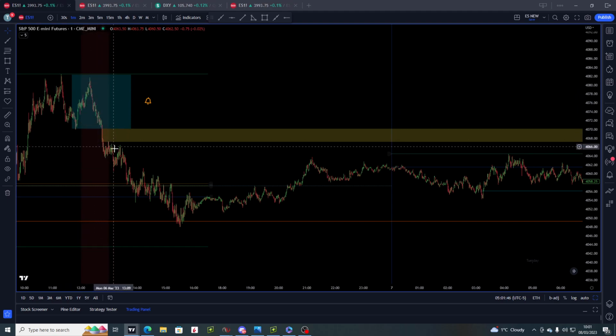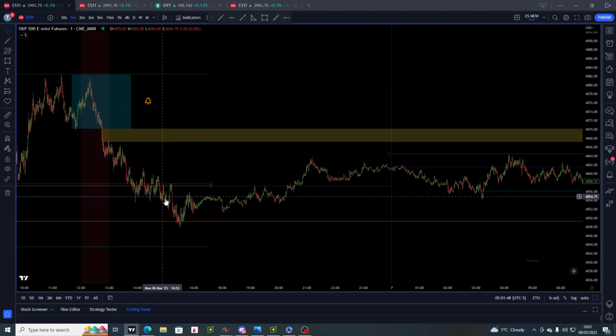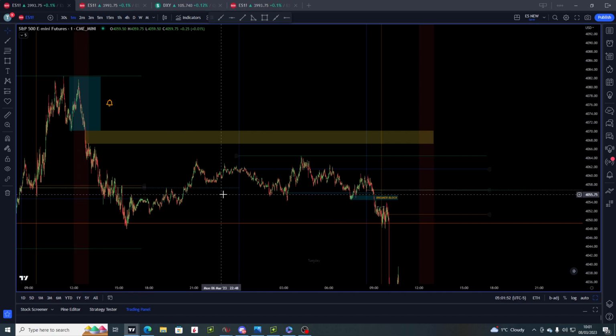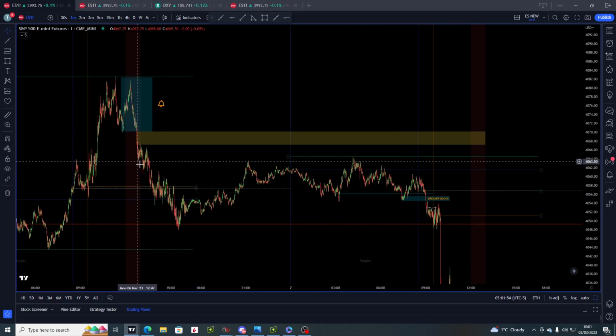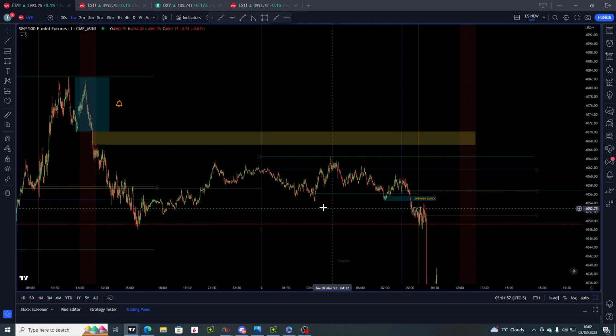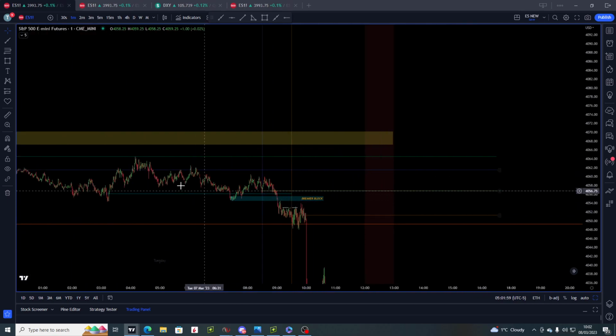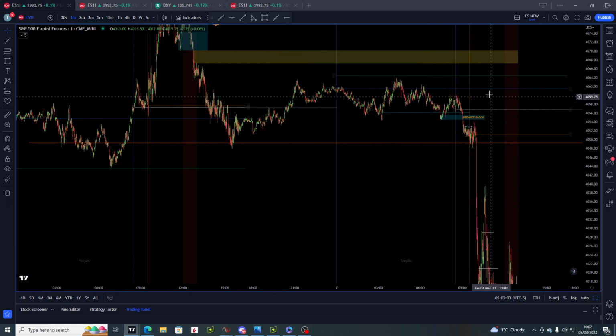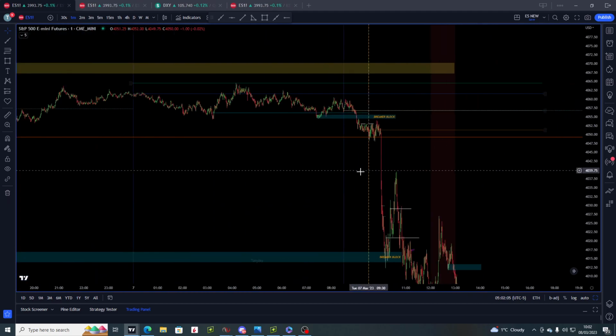If we then see this displacement leg lower, this is seen as leg one. And then what do we have from Monday close all the way through Asian session into the London session? This is purely consolidation. This is consolidation before what? We move into phase two or leg two of the sell model. The sell model, the market maker sell model.